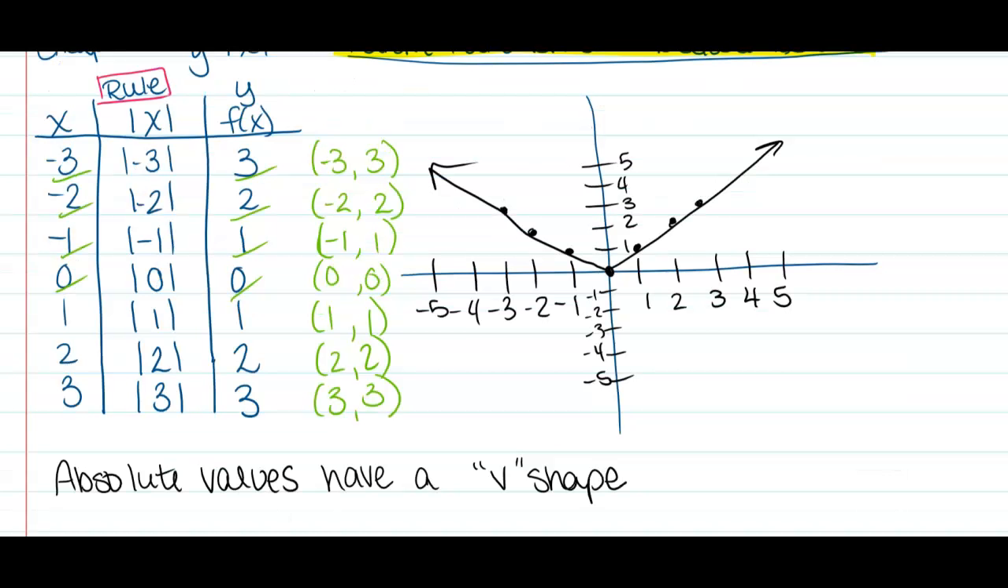So now we're going to be looking for the key features. If we look at this point right here, that is our vertex, also known as a minimum or maximum point, and that vertex is located at (0, 0).